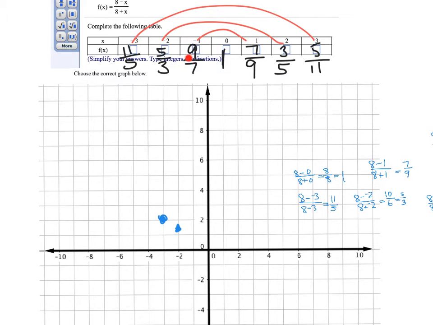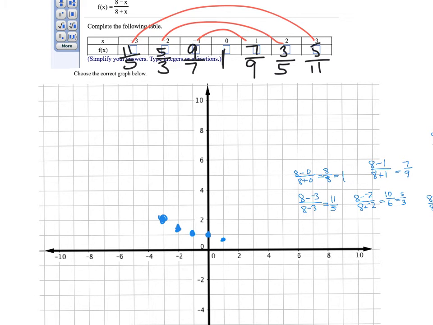Right here, 9/7 is just barely larger than 1. So this is negative 1, and then just barely larger than 1. So you're starting to see our line right here. And then here, 0, 1, that's easy to find. That goes right here. And then the next point, 1, 7/9. Well, 7/9 is a little less than 1. So you've got 1 and then a little less than 1.